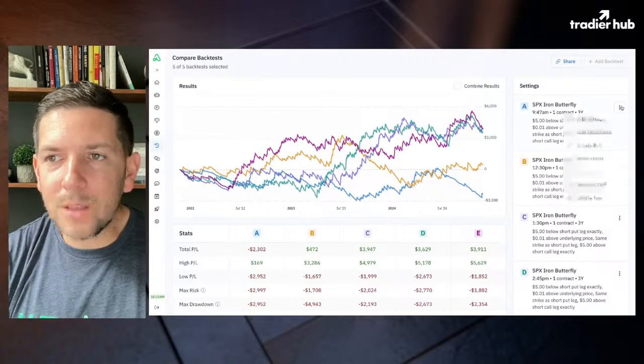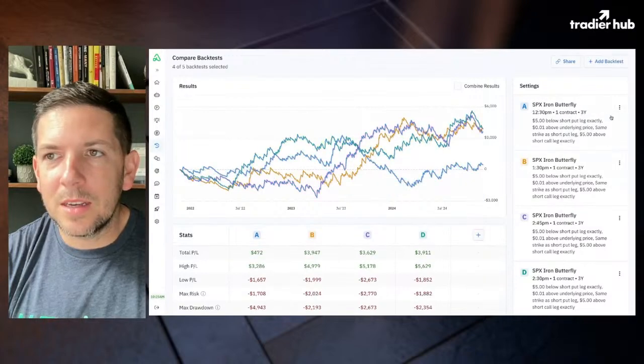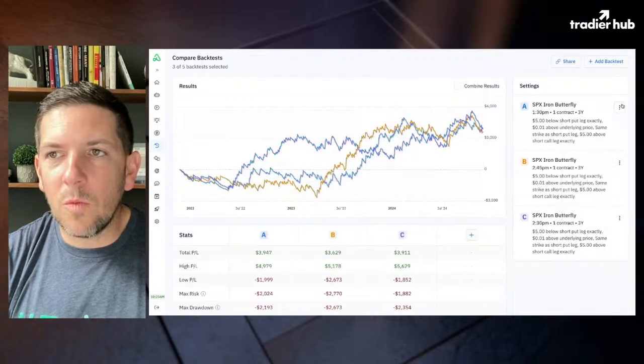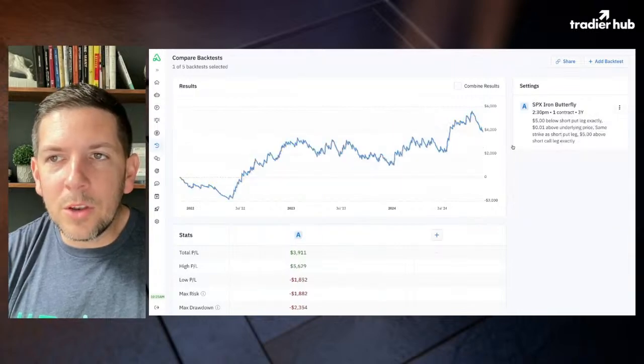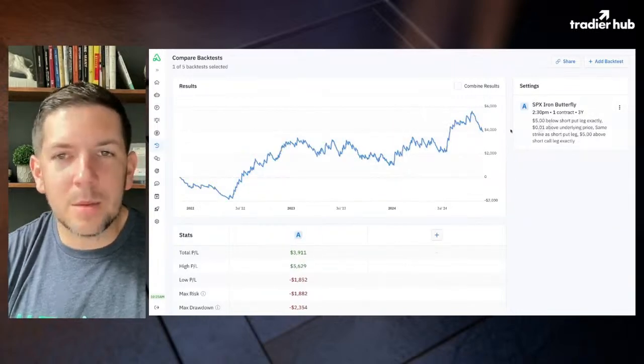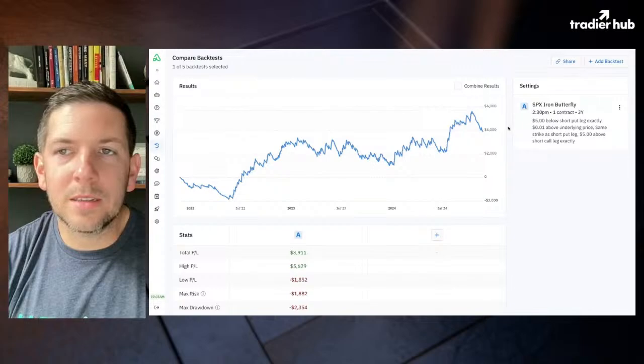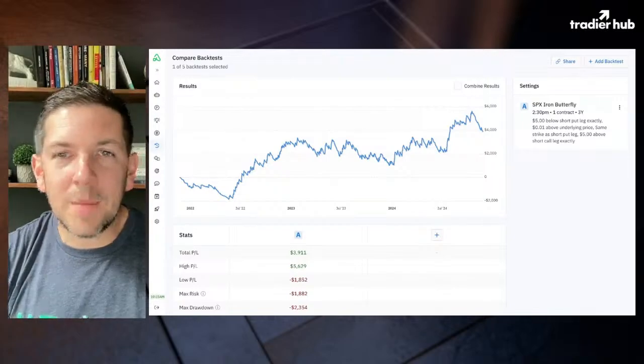So let's go ahead and remove this test. Let's remove some of these ones that we don't want for now, because we're going to mess around with this new resulting base model here, which is going to be test number A. This is going to be our 230 test that we're going to use. So, okay, that one ended up doing pretty well.